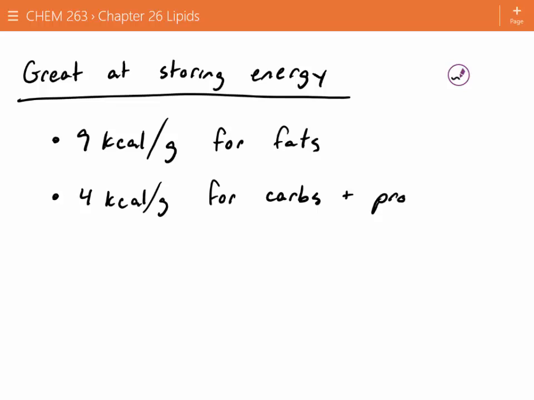And proteins. This is also why it's hard to get rid of fat. So if you're overweight, it takes a large amount of energy to burn off fat. It's the main biological way we store energy, especially during times of surplus energy, right?